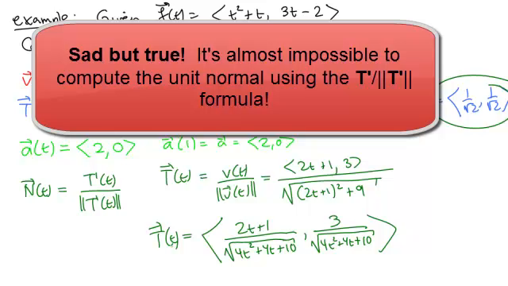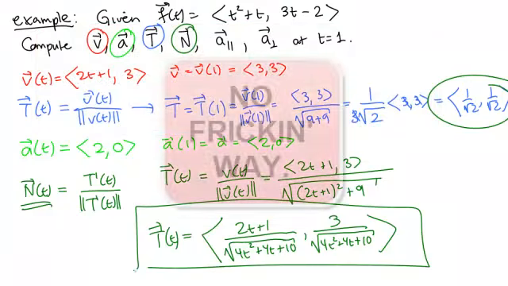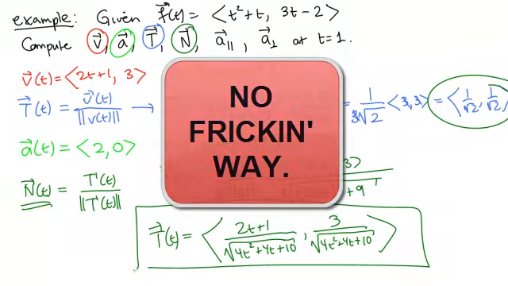Remember, whenever you normalize a vector, you tend to get these square roots in the denominator. So if I want to work out capital N, I get to differentiate this, then I get to work out the length of that derivative, and then I get to divide by it. No way.